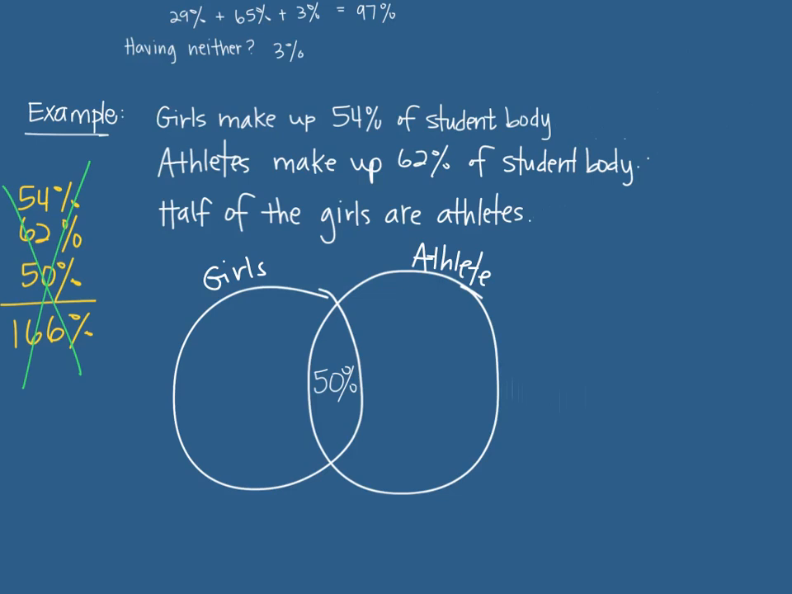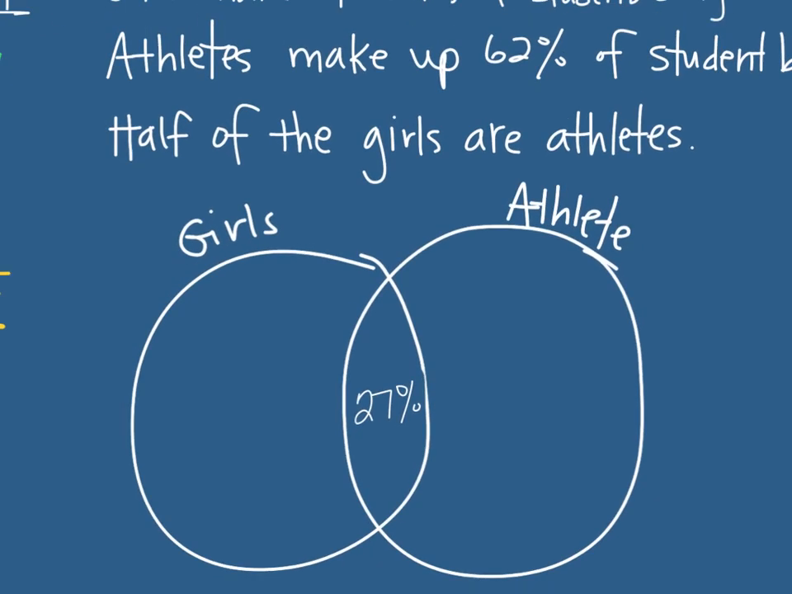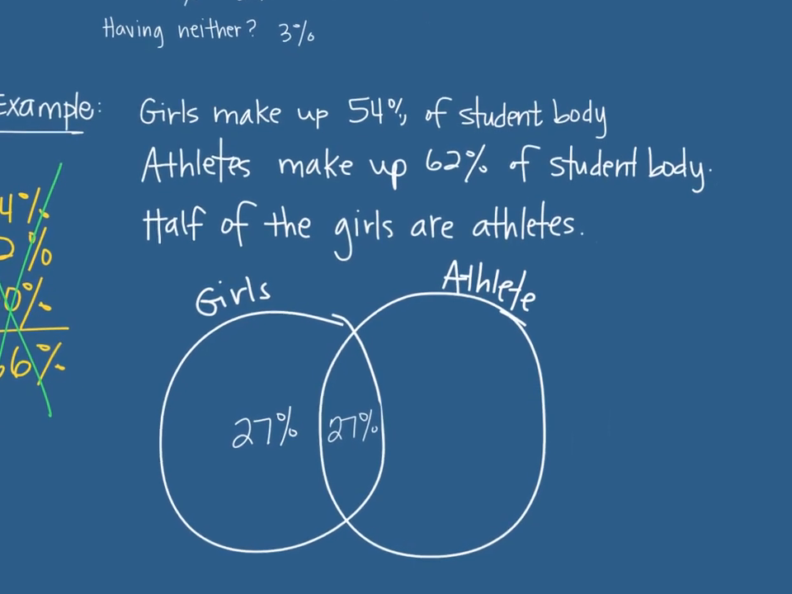All right, well, that means... whoops. Let's back this up again. I need to make sure I'm doing mine right. That's not where the 50 goes. Erase. There we go. Okay, half of the girls. So let's go back. Half of what? Well, half of the original 54%. That's what we need. And so half of the 54%, that's 27. So 27% of the girls are athletes. 27% of the girls are not athletes. That adds up to our 54% altogether.